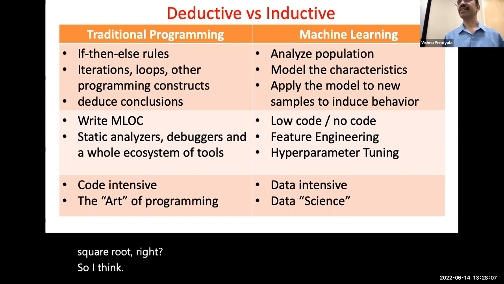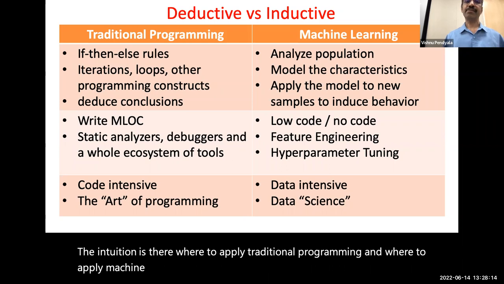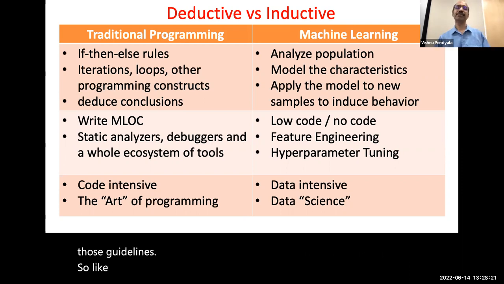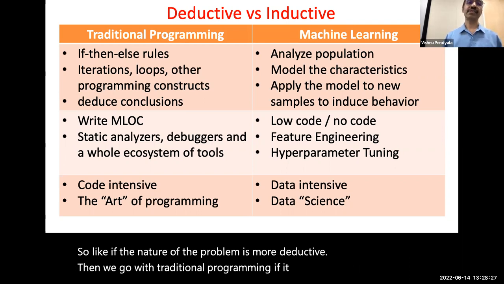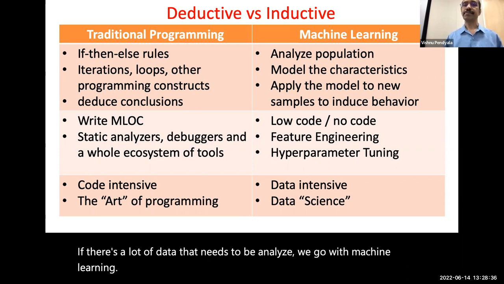So I think the intuition is there, where to apply traditional programming and where to apply machine learning. And some of the points on this slide are kind of those guidelines. If the nature of the problem is more deductive, then we go with traditional programming. If it is inductive, machine learning. If there's a lot of data that needs to be analyzed, we go with machine learning, and so on and so forth.